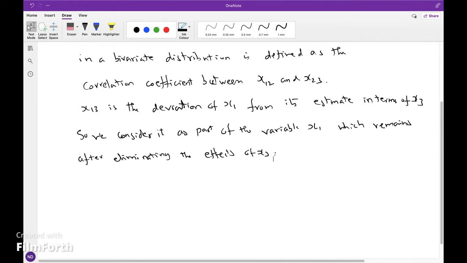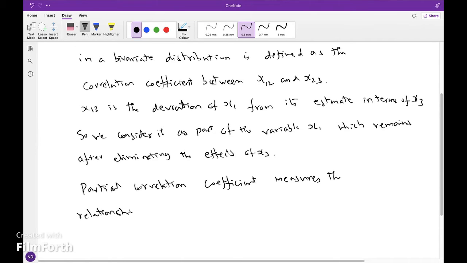In other words, the partial correlation coefficient measures the relationship between any two variables when the other variables connected with those variables are kept constant.